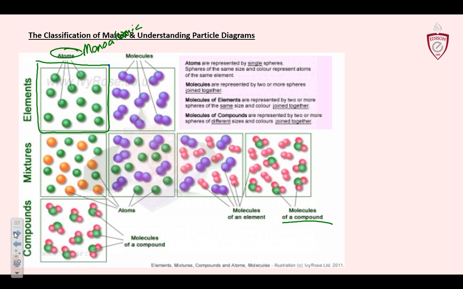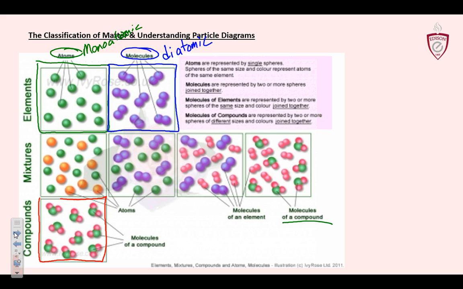Another way to do atoms is to have two of the same atom linked together. But notice this particular sample is uniform throughout. It's all two spheres of the same kind. That is a molecule of an element, but now it's diatomic. You can see that better than the monatomic. This is called diatomic. Two atoms of the same kind come together to form a molecule, but notice that each one of the molecules is exactly the same. So I have a pure substance that is an element.